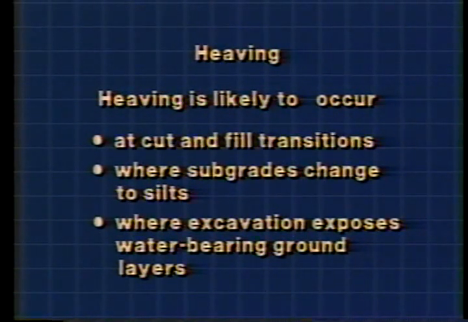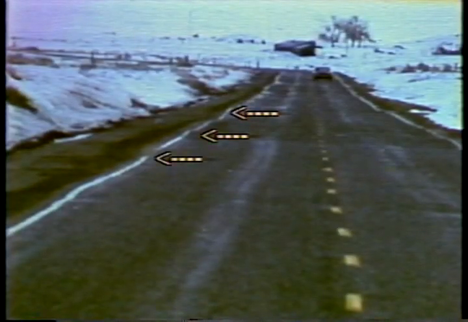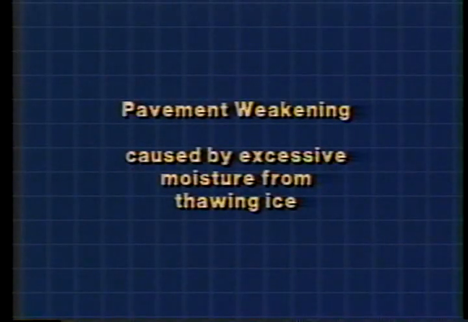Differential heave is likely to occur at locations such as abrupt transitions from cuts to fills with groundwater close to the surface, where subgrades change from clean sand or gravels to silts, or where excavation exposes water-bearing strata and bridge approaches. Frost heaves measured at the pavement surface can easily range up to 6 inches or more, like the heaves on this state highway.